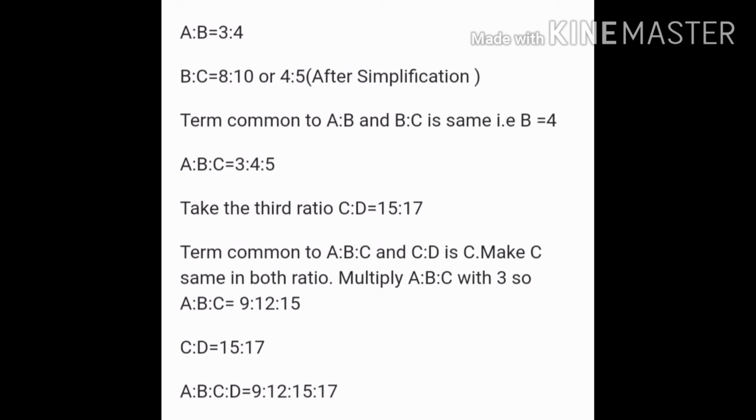Take the third ratio, C:D, 15:17. The term common to A:B:C and C:D is C, so make C the same in both ratios. Multiply A:B:C by 3. So A:B:C is equal to 9:12:15. Then C:D is equal to 15:17. A:B:C:D is equal to 9:12:15:17. So option D is the correct one over here.